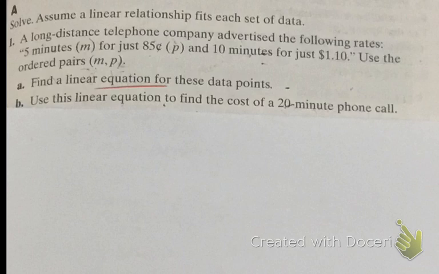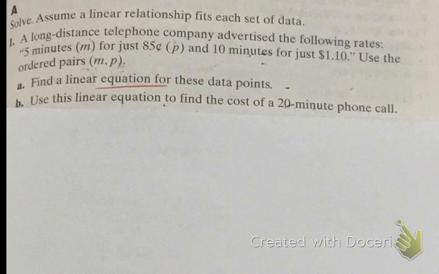So, Rami, why don't you read? Question 1. Start with the directions. Okay. Solve. Assume a linear relationship fits each set of data. Okay, look at A. Read what it says for A. See where it says A? Oh, find the linear equation for these data points. Okay, can you get your head in the game? Just listen. Find the linear equation. So step 1, we have to write the equation. Now read the problem, number 1.